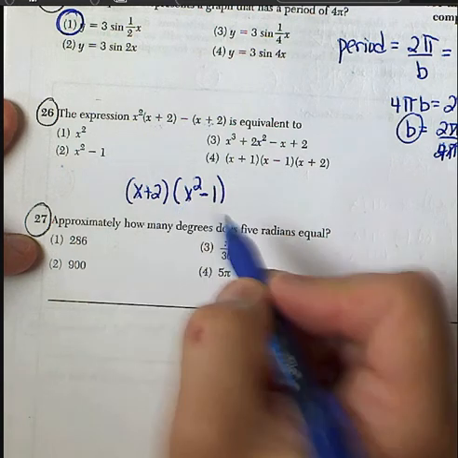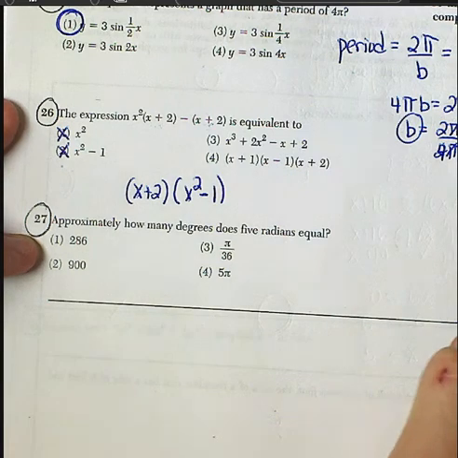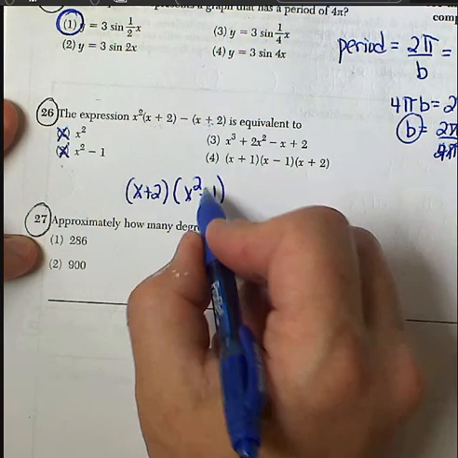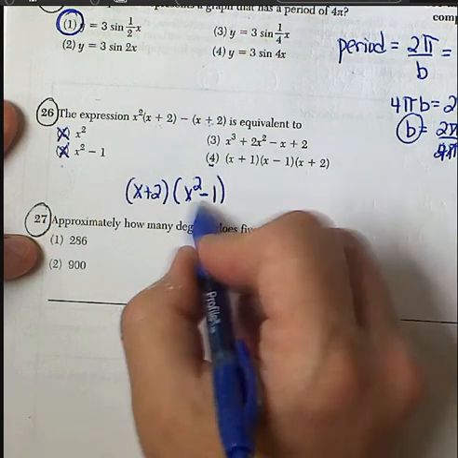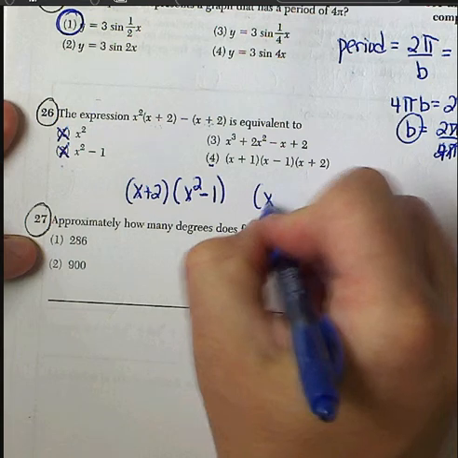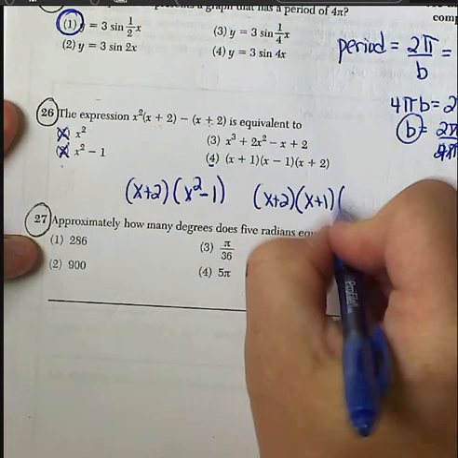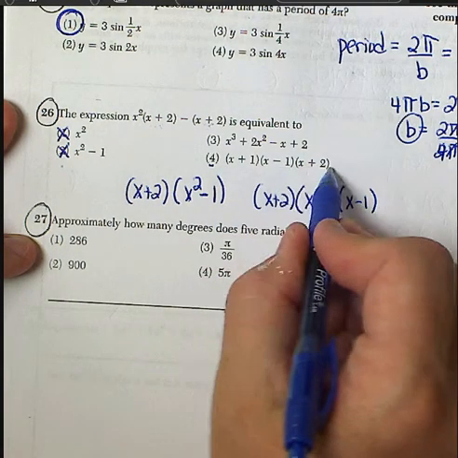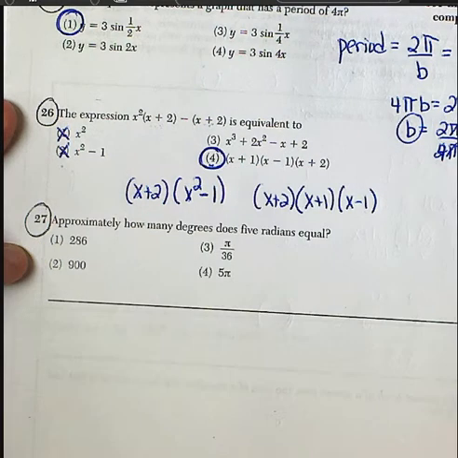So we're definitely going to get an x cubed as an answer. So I know it can't be either one of those choices. So it's going to be either 3 or 4. What I'm going to do is work on this, because it looks like 4 could possibly be an answer. I'm going to break this down. I get x plus 2 times, this is the difference of two perfect squares, x plus 1 and x minus 1. And if you take a good look at what choice 4 is, that's exactly what that is. That's what we want.